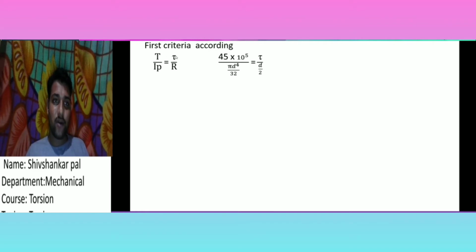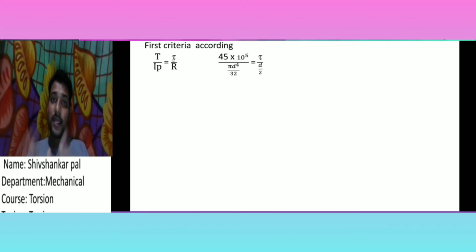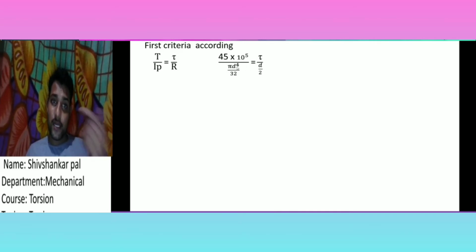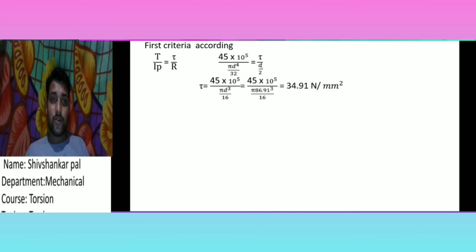So here we find out the torque. In this question, tau should not exceed some given value. So I obtain the diameter from the stiffness criteria, put it in this equation, then find out the torque. So this torque is equal to, d by 2 cancels, you can write pi d equal to 32, and here tau is available, then put the value 45 into 10 to the power 5 into pi d to the power 60.